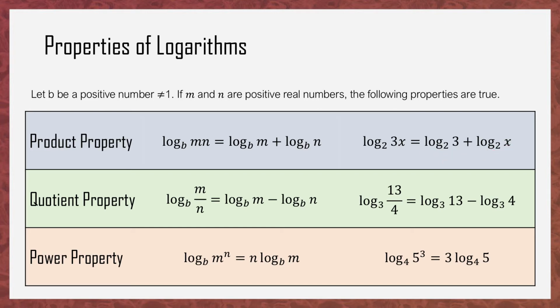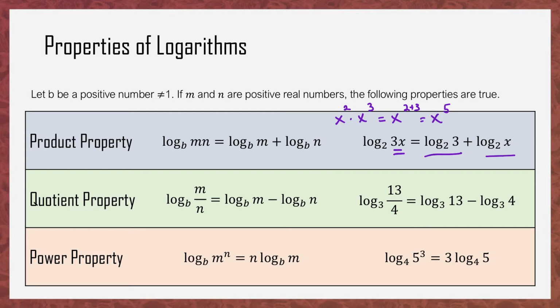Now, this actually should make a little bit of sense because the product property of exponents says that x squared times x to the third is actually x to the 2 plus 3, and that's x to the fifth. So with exponents, when we were multiplying them together, we really ended up adding those exponent values together, and that is what's happening here. It's log base 2 of 3x equals log base 2 of 3 plus log base 2 of x. So we split up the part that's being multiplied and then added as two separate logarithms.